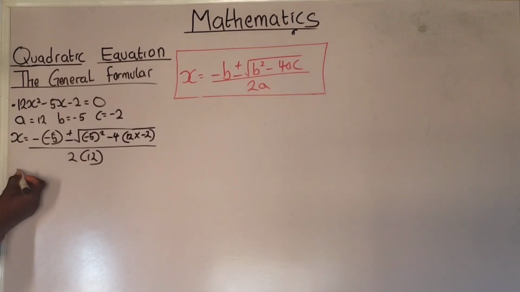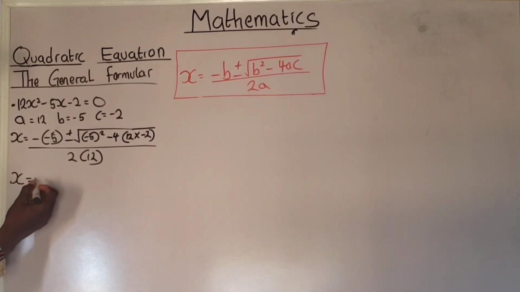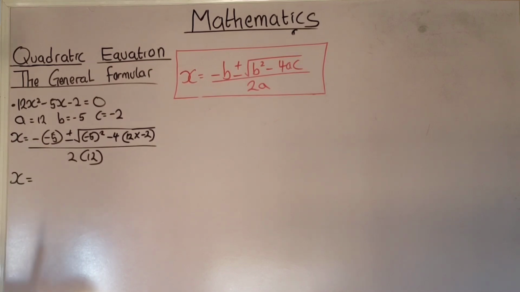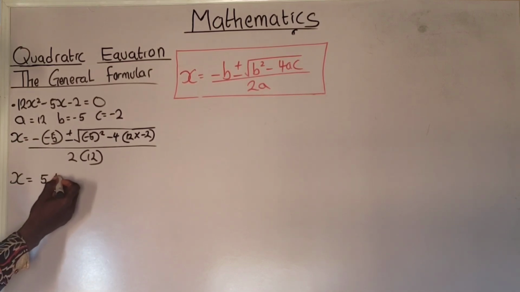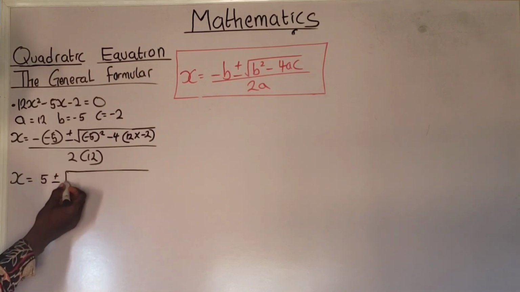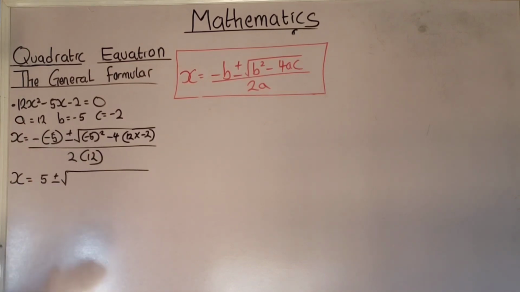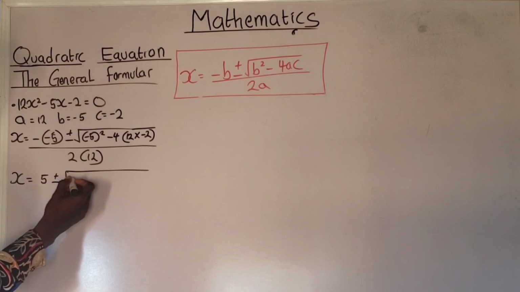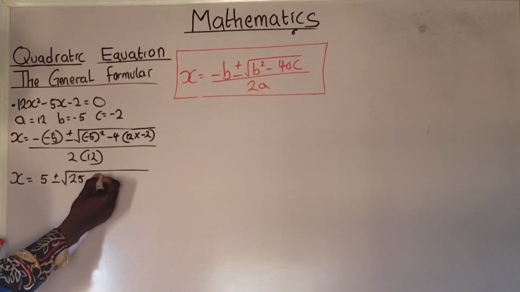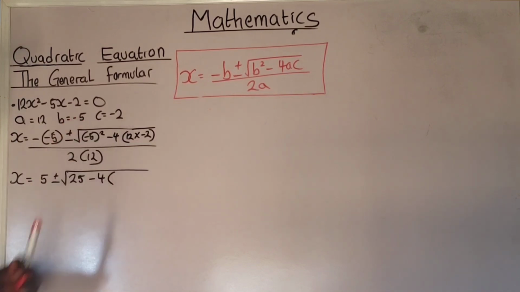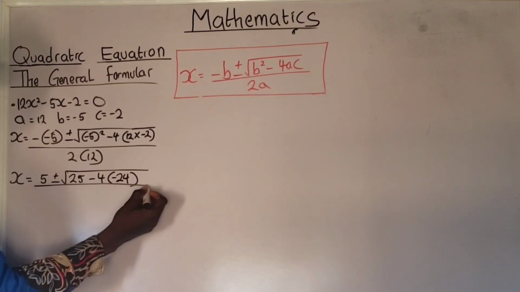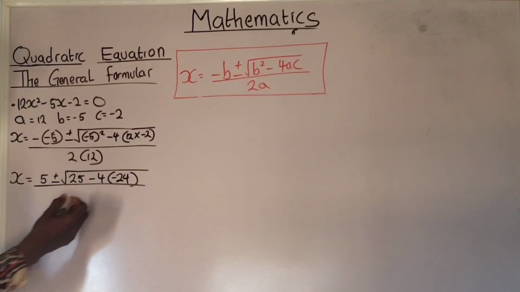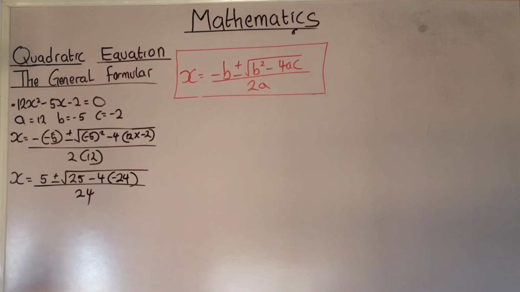Here I'm going to have x equals -1 multiplied by -5. That will be +5. So I'm going to have 5 plus or minus the square root of b squared, -5 times -5, that will be 25. So I'm going to have 25 here, minus 4 into bracket 12 multiplied by -2, that will be -24. All over 2 multiplied by 12, that will be 24. So I'm going to have all over 24. Okay, let's proceed.